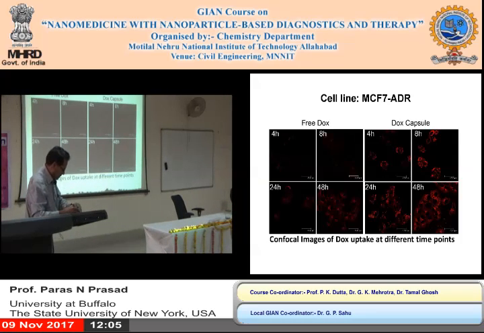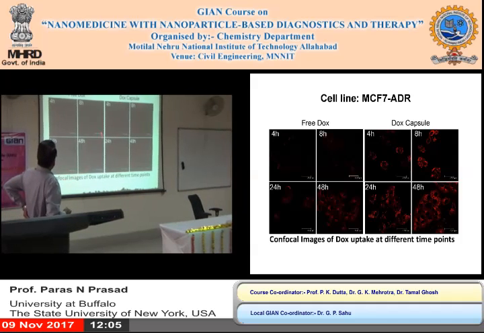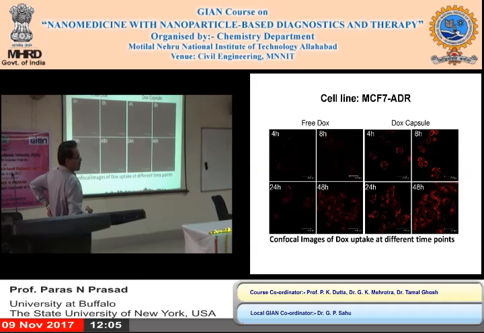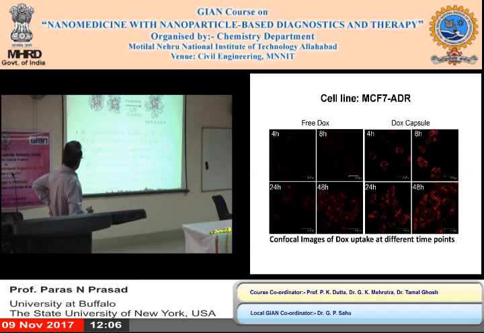So here we have different cell lines. This is one cancer cell line. So the first test you do, any nano formulation, let's talk about that. Let me see what I have.